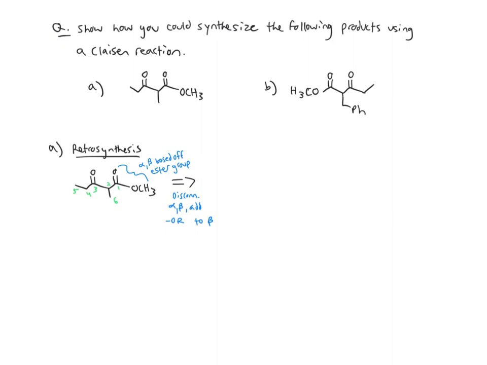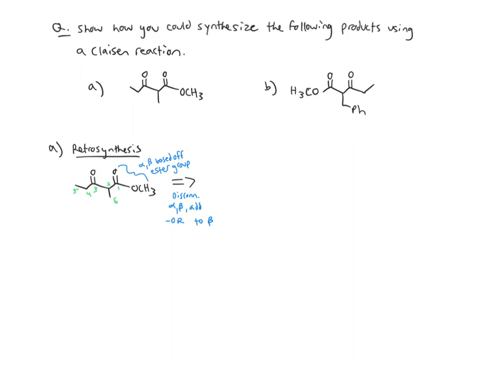In this video, we're going to be talking about the disconnections for the Claisen reaction. So in this one, just like with our aldol reaction, we're going to go ahead and label our alpha and beta in our product and do the retrosynthesis. So the alpha beta is based off of the ester group.